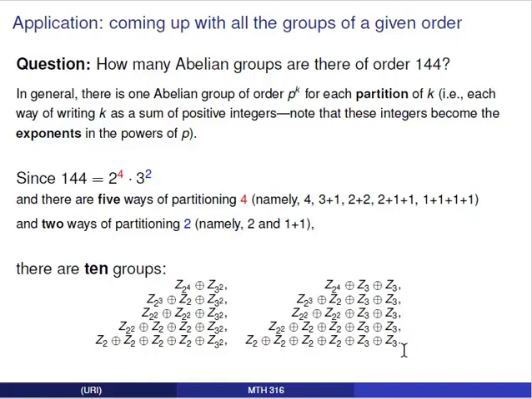And in general, there's one group for each way of choosing a partition of 4 and choosing a partition of 2. Now, by the fundamental theorem of finite abelian groups, we can be sure that this list contains all the groups that are abelian and of order 144. Each of these groups is distinct from the rest. No 2 of the groups in this list are isomorphic.